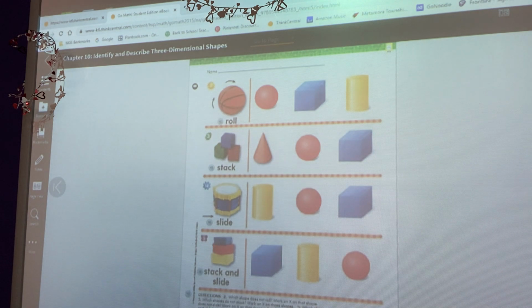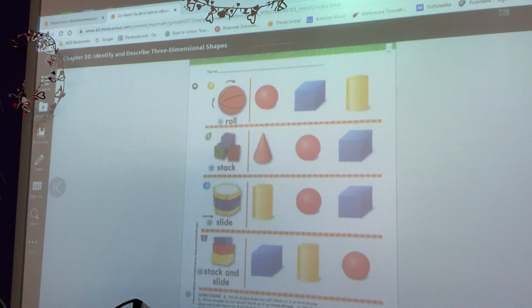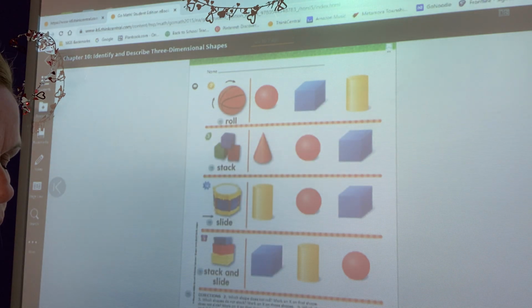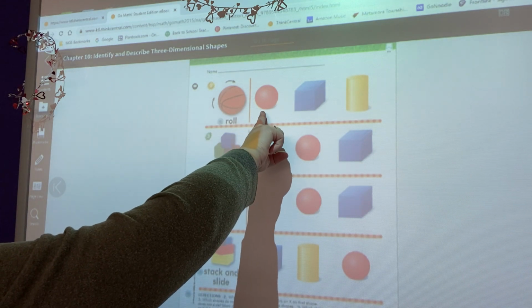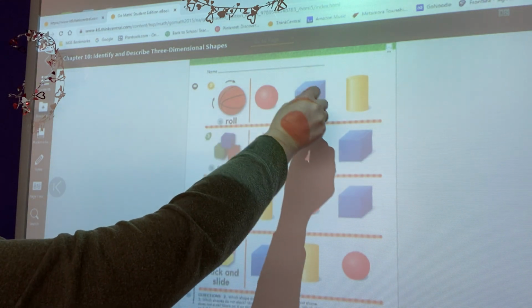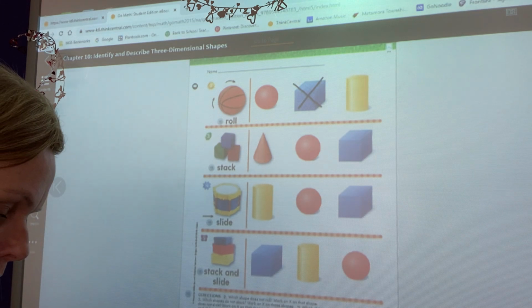On the next page, you are going to find the shapes that do what the first shape does. So for example, a ball, see those arrows? A basketball or any kind of ball can roll. So which one of these shapes would roll or would not? What shape does not roll? A sphere will roll and a cylinder will roll, but a cube will not roll. So we're going to cross out the cube because that does not roll.